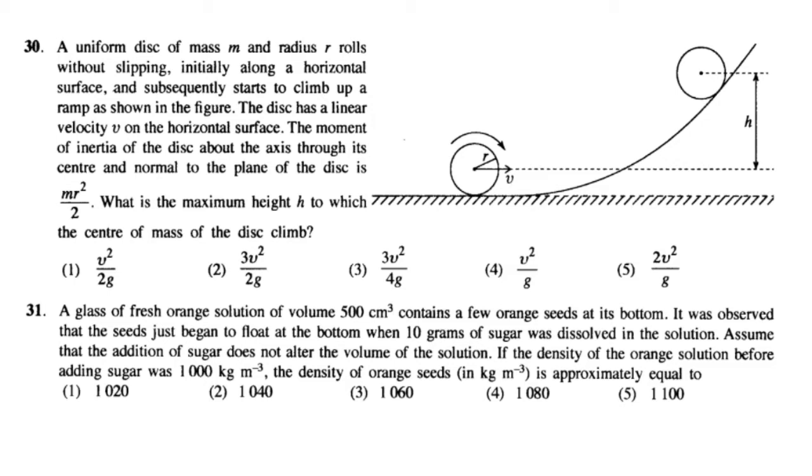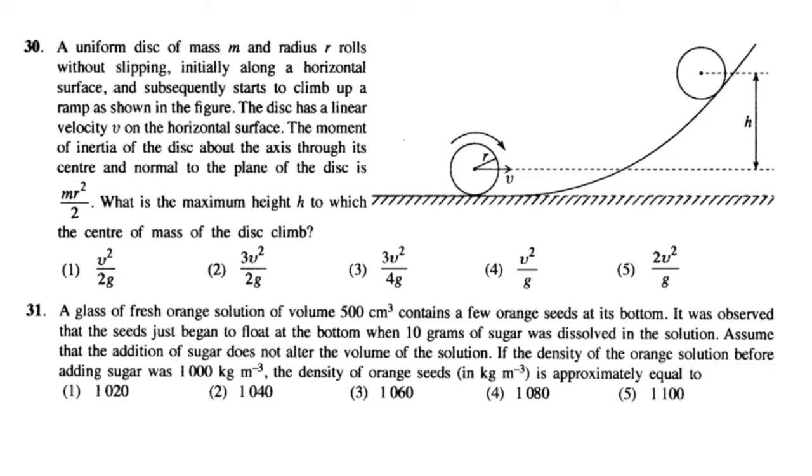Now, to calculate the density of the orange seeds, we know that it says after adding sugar to the solution, the seeds just start to float. So that is, the seed's density is approximately equal to the density of the orange solution after adding sugar. Now we find the mass of the orange solution before adding the sugar. Mass is volume into density. Volume is 500 cubic centimeters. So convert that to cubic meters.